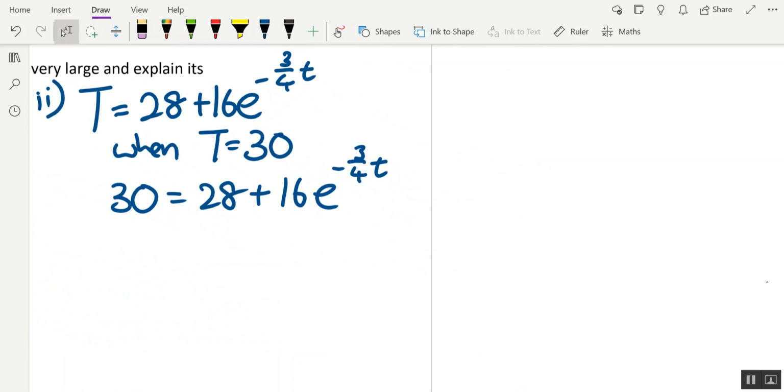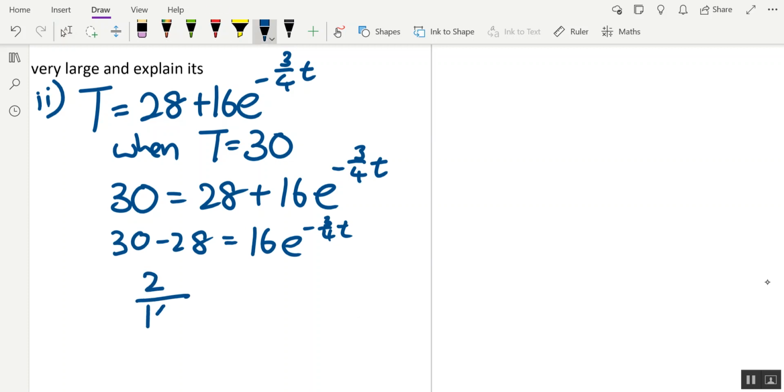So I must bring the 28 over. 30 minus 28 equals 16e power negative 3 over 4t. That will give you 2. Divide by 16 first, equals e power negative 3 over 4t.